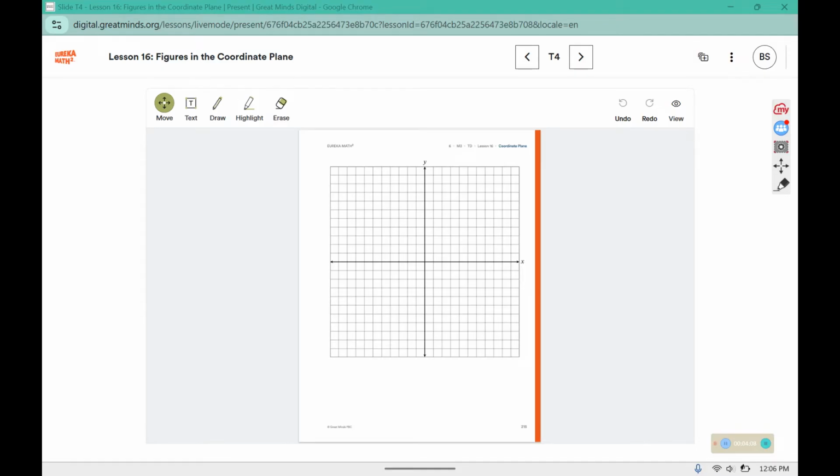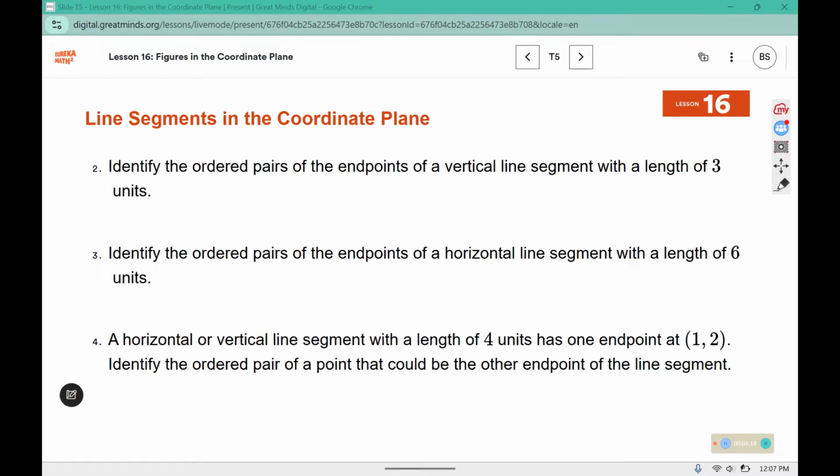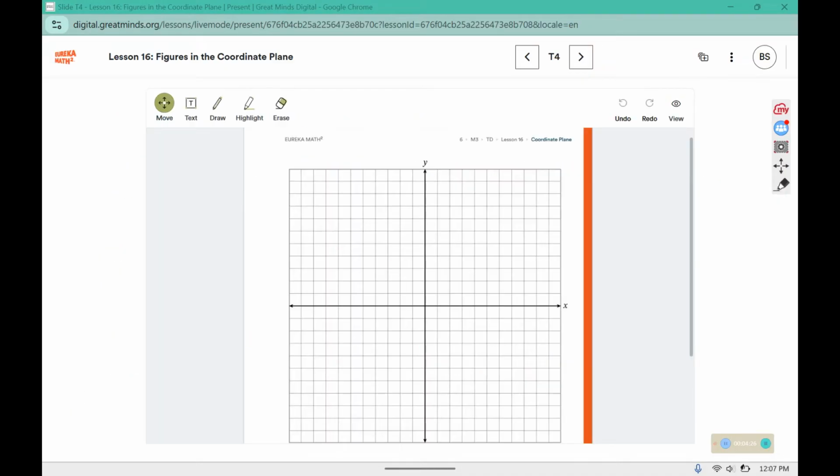On page 215 in your book, there is a coordinate plane that you can use to help answer the following questions. Question 2 says, identify the ordered pairs of the endpoints of a vertical line segment with a length of 3 units. A vertical line segment goes up and down, and we need it to be 3 units long. You can either keep it in the same quadrant or you can cross over into a different quadrant.